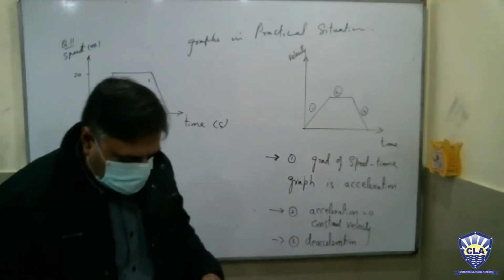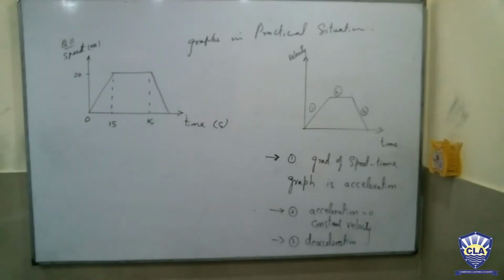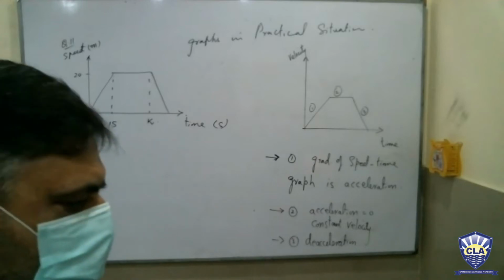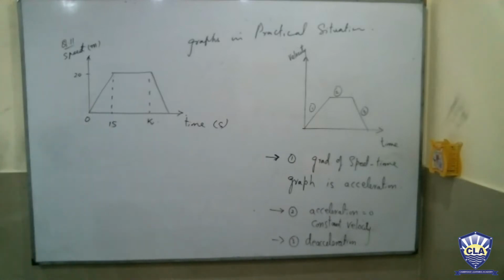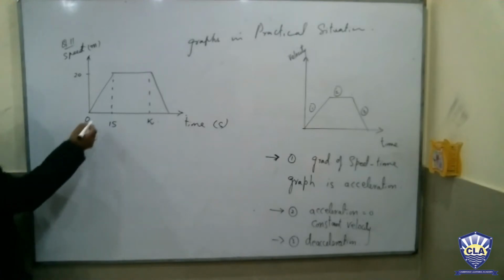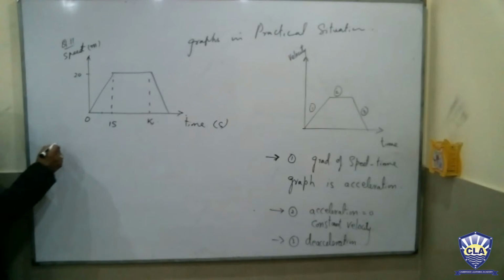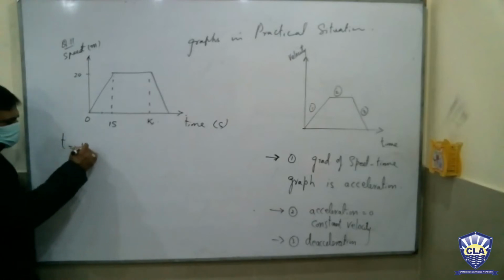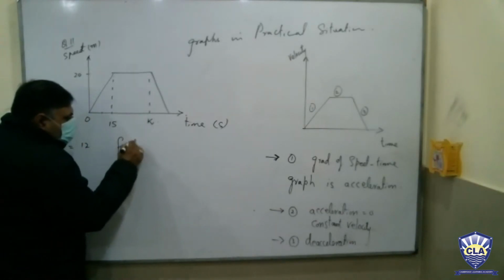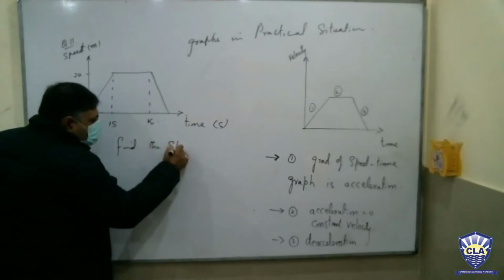Okay children, I am reading the question. The diagram is the speed time graph of a car's journey. Find the speed of the car when time equals 12. When time is 12, what is the speed? You get it? T equals 12. Find the speed.